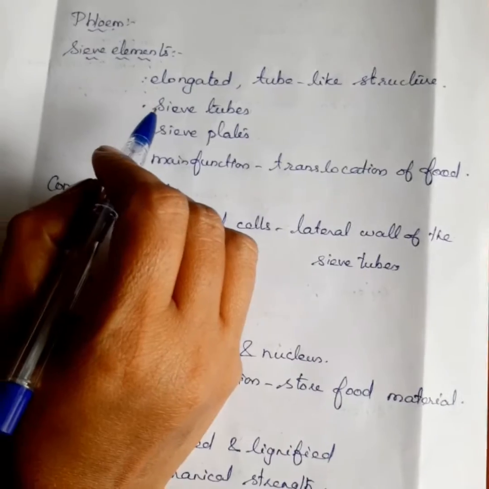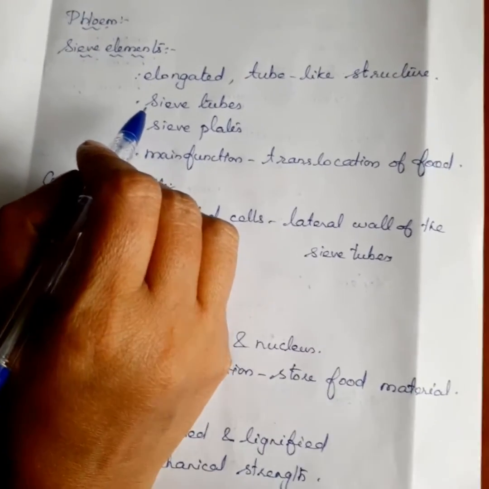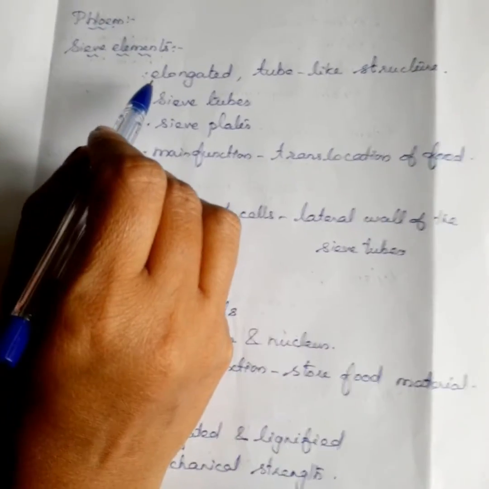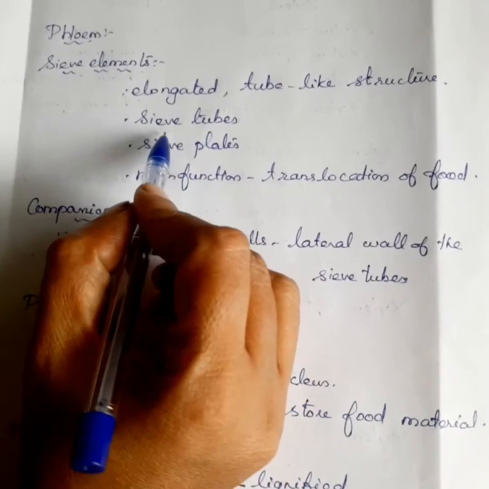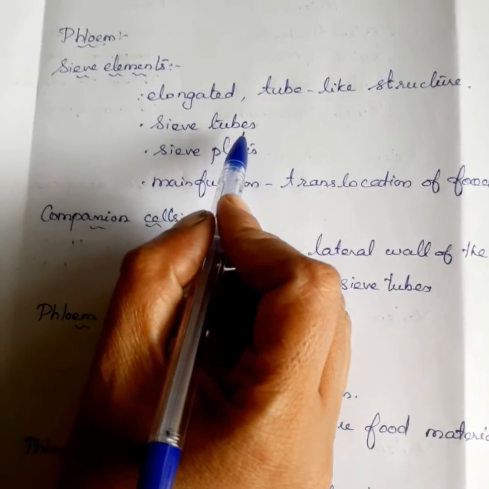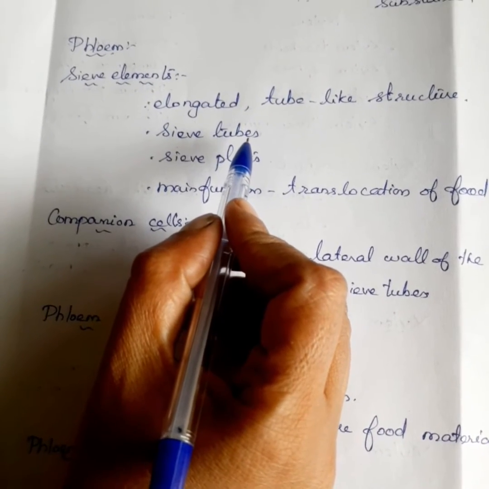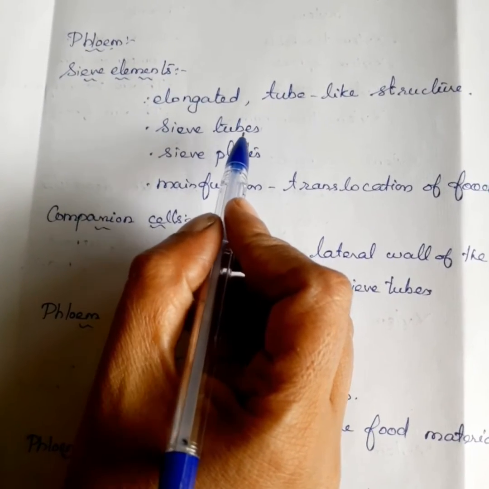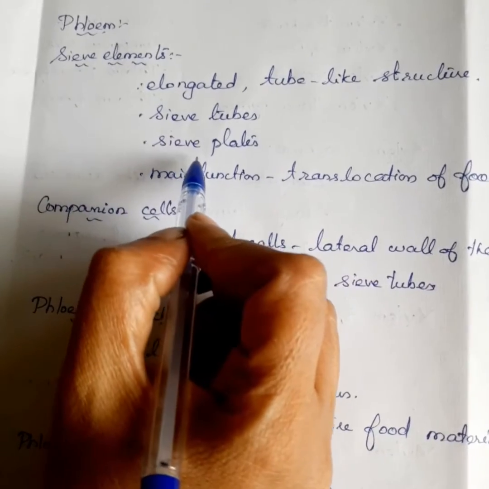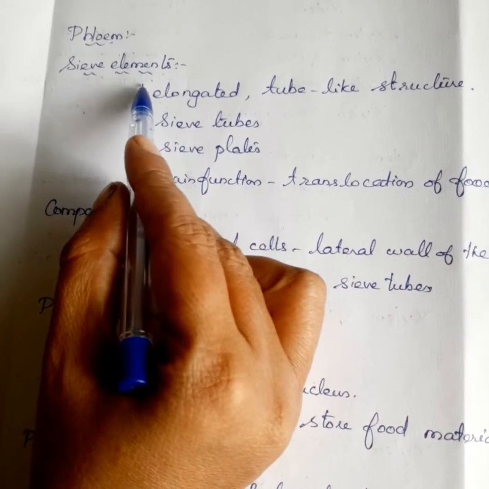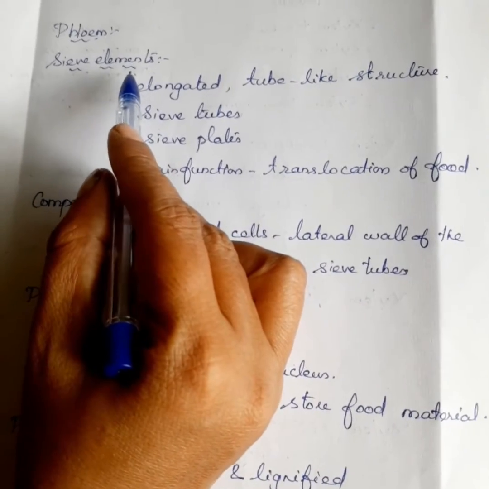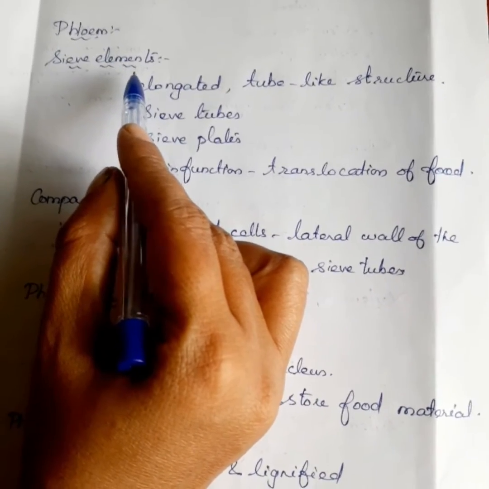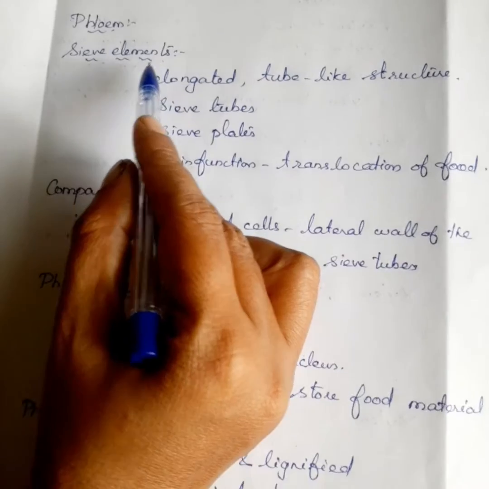Sieve elements. The conducting elements of phloem are collectively called sieve elements. The sieve tubes are elongated and tube-like structures. These cells are placed end to end. The sieve elements are the major conducting cells in phloem. They transport organic components in the plant.